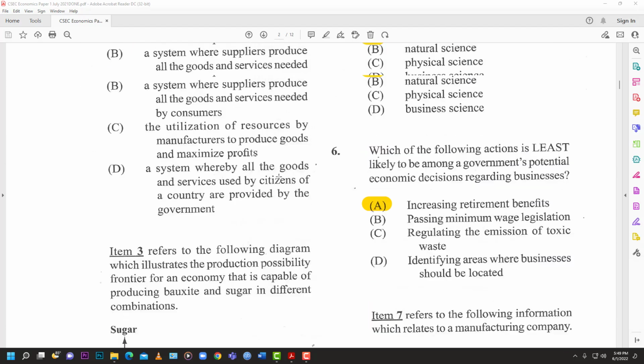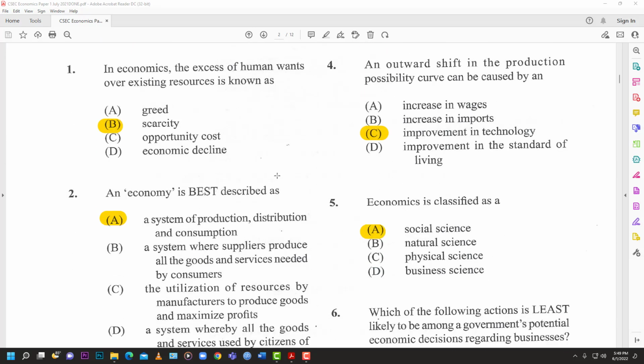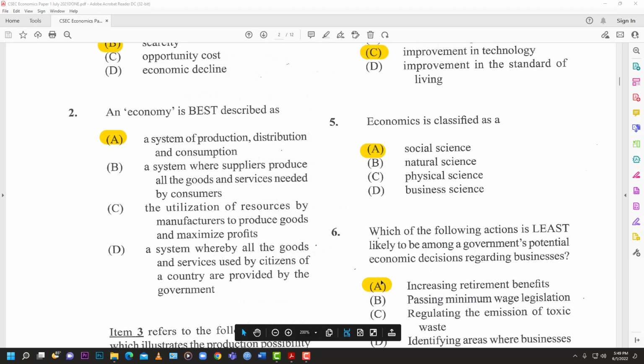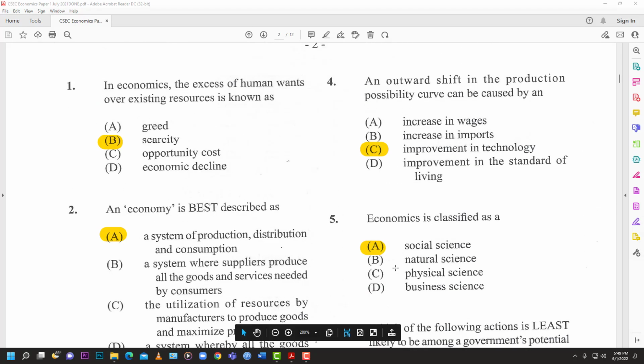Number 4. An outward shift in the production possibility curve can be caused by, and so we're saying here, if for some reason this whole thing shifts outwards to meet X, what would cause that? The best answer would be improvement in technology, because improvement in technology would mean that production can increase and so output can increase given the same amount of resources that are available. So given the same amount of resources, if you introduce improvement in technology, you can produce more, and so your production possibility curve would shift outwards.